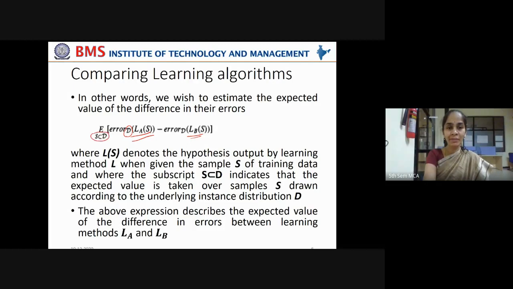Now, what do we mean by this? S is subset of D means the sample drawn is from the same underlying distribution D. That is why it is given as S drawn from D, S subset of D. Means S is having the same distribution as D. S is picked from the dataset having the same distribution D. Got it? So why are we using E here? It is the estimated value or the expected value of the difference of true errors of the two learning algorithms LA and LB.